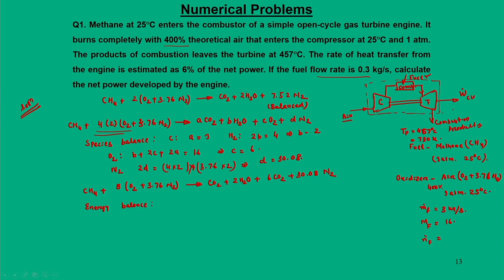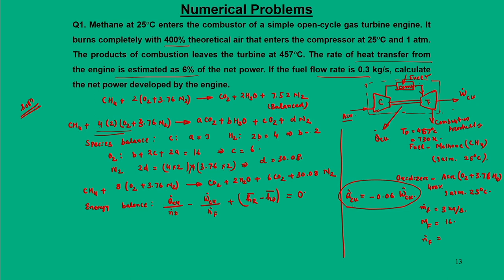So, the energy balance, because it's a turbine, is for the complete system. Heat comes from the fuel, and work comes out from the turbine. So you can write down Q dot CV by N dot F minus W dot CV by N dot F plus HR bar minus HP bar is equal to 0. What other information is given is that heat transfer from this engine is 6% of net power. So, we can say Q dot CV is equal to minus 0.06 W dot CV, because heat is coming out, and work is also coming out.